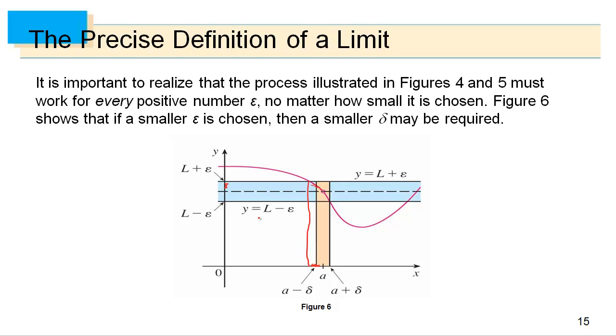But we can't use that same distance in the other direction, otherwise we start to get values down here which are outside the band. So instead we restrict it to the smaller of the two sides of the interval.